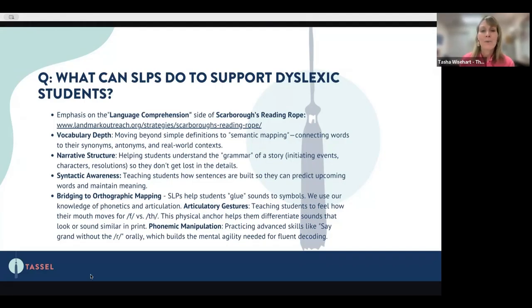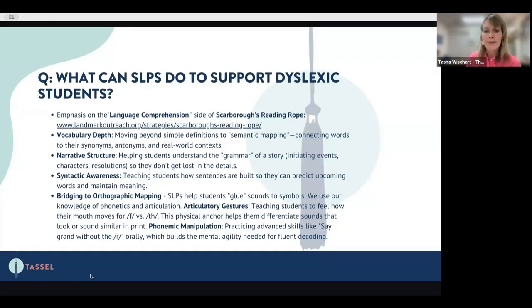And then syntactic awareness, understanding there's different syntax that they can learn, and it becomes more predictable if you understand what exists and how you can maintain meaning. So again, it's just helping these kids with their meaning when they're reading.